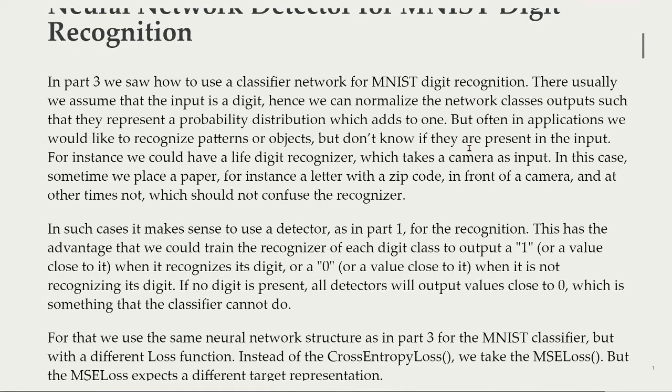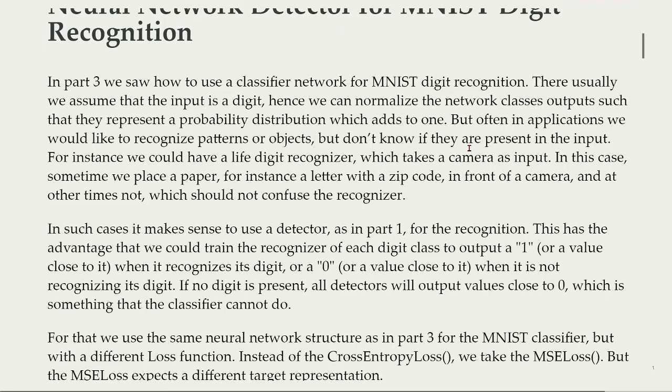In such a case, it makes sense to use a detector as in part 1 for the recognition, because it has the advantage that we can train the recognizer of each digit class to output a 1 or a value close to it when it recognizes its digit, or a 0 or a value close to it when it's not recognizing its digit. If no digit is present, all detectors will output values close to 0, which is something that the classifier cannot do.